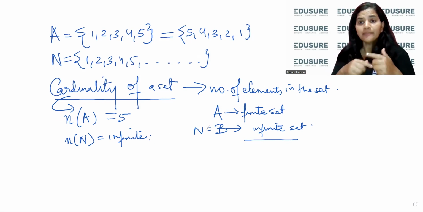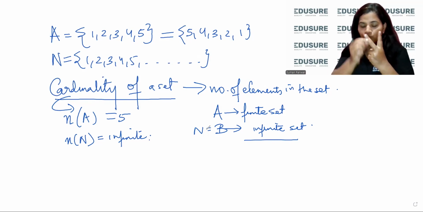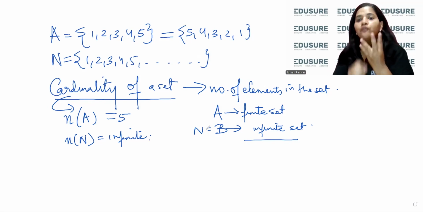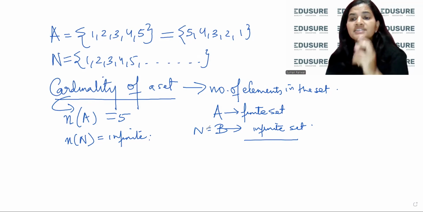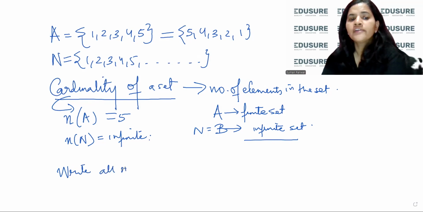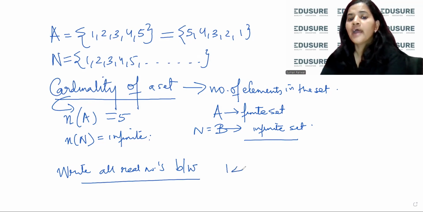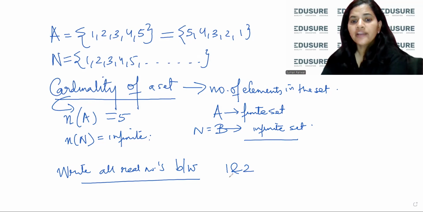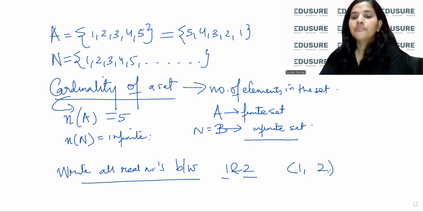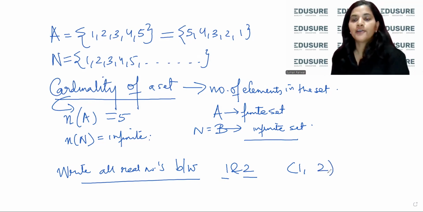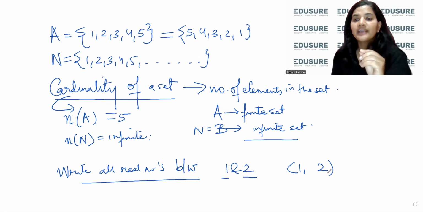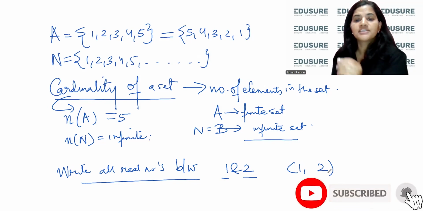So infinite set, but we can count. What do you mean by we can count? So I can count 1, then I can count 2, then I can count 3, then I can count 4, and so on. But suppose somebody asks you to write all real numbers between 1 and 2. Will you be able to write? They look very close to each other. So this is 1. So we are not including 1 and 2. Between 1 and 2 means whatever is falling between 1 and 2. You will never be able to write all real numbers between 1 and 2.